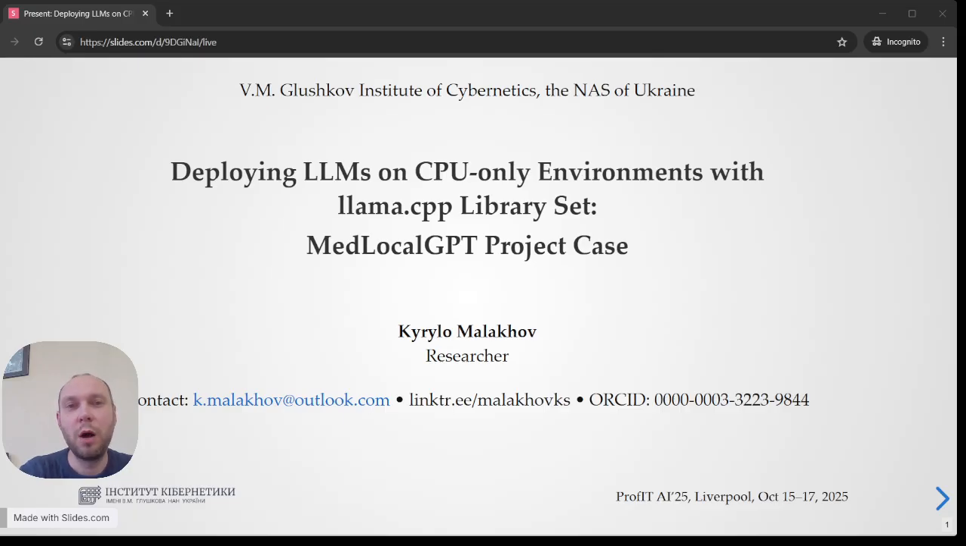Today I'll show you how we can run capable open large language models on CPU-only environment using llama.cpp toolchain with 4-bit quantization. I'll share benchmarks across three CPU environments, a bilingual case study and project called MedLocalGPT, and practical deployment tips for cost-sensitive scenarios. I'm excited to exchange ideas with you, so let's dive in.